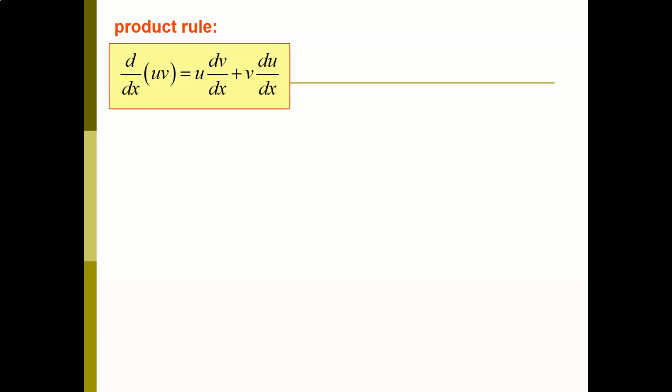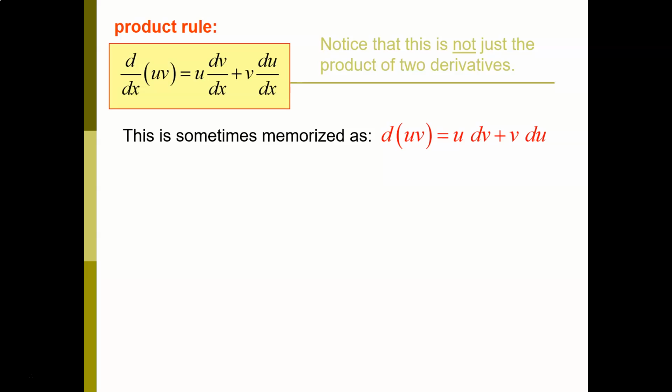Here's another version of it, where we have the derivative of uv, with u and v being our two functions. Essentially, you can distribute this and get u times the derivative of v plus v times the derivative of u. What I want to show you is that this is not just the product of two derivatives, right? Sometimes you can memorize this as the derivative of uv, which is just u dv plus v du. That's a very easy way to do it as well. Now I've shown you in three different forms how to apply the product rule.